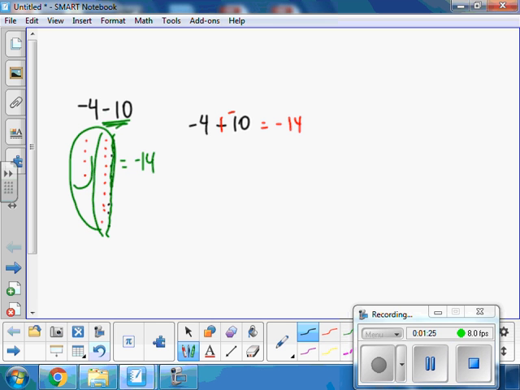Let's look at another one. So I've got -5 minus -1. Sometimes this is in parentheses, sometimes it's not. Okay, -5 minus -1. So I have 5 negatives, 1, 2, 3, 4, 5, and I'm subtracting one of them, and I'm left with 4 negatives. That's what's happening with the chip model.